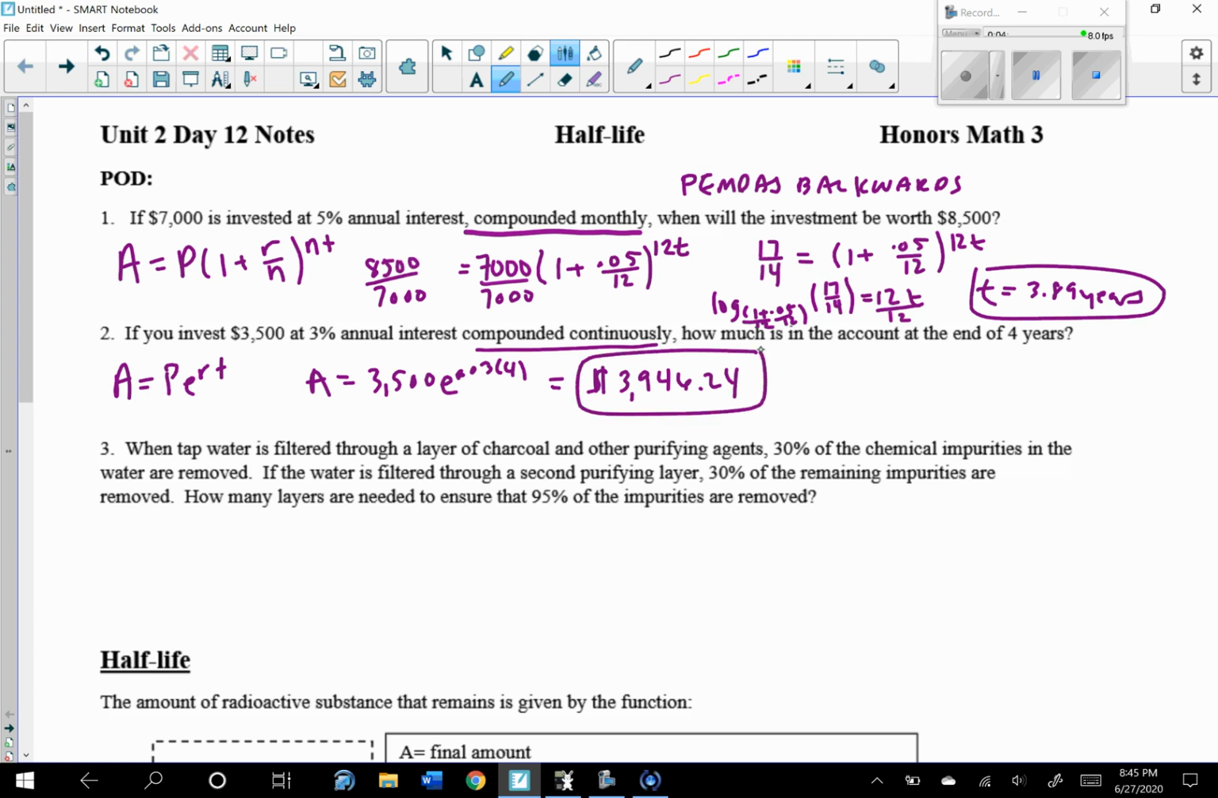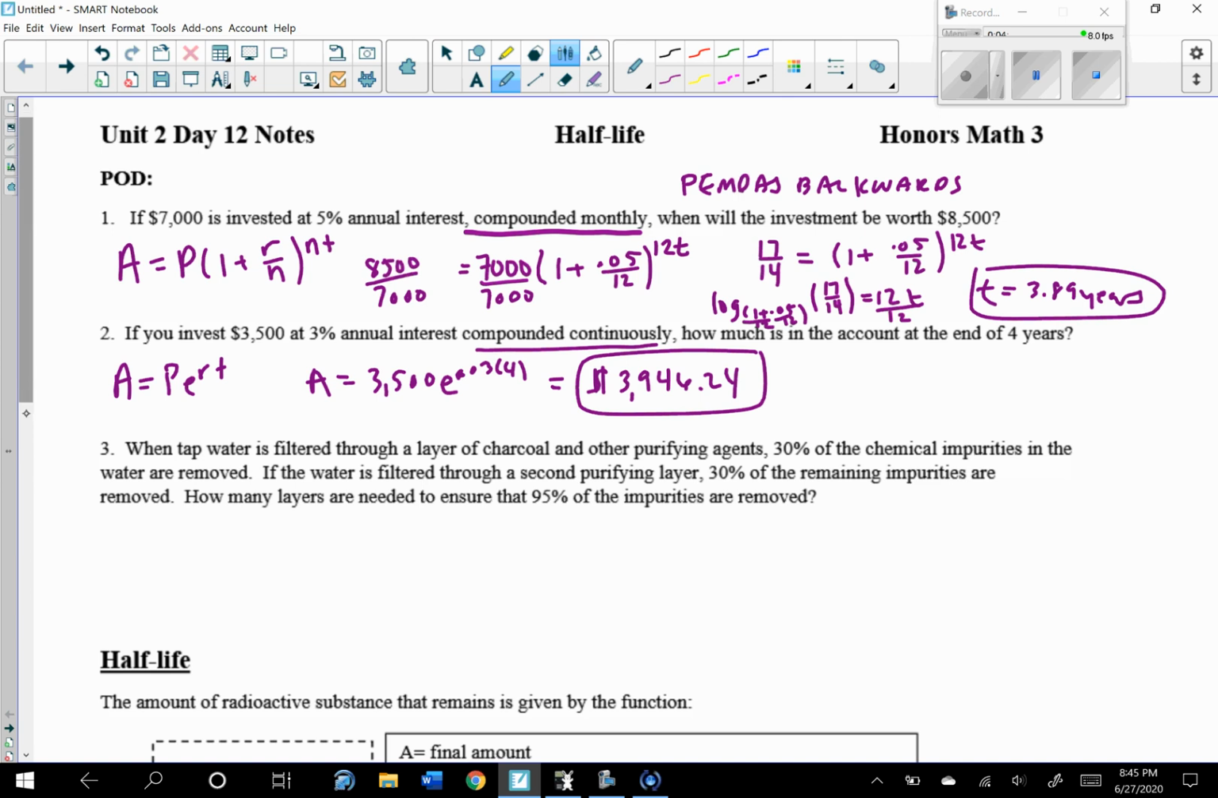So the last one might have been a little bit harder. For this one it says, when tap water is filtered through a layer of charcoal and other purifying agents, 30% of the chemical impurities in the water are removed. If the water is filtered through a second purifying layer, 30% of the remaining impurities are removed. How many layers are needed to ensure that 95% of the impurities are removed?